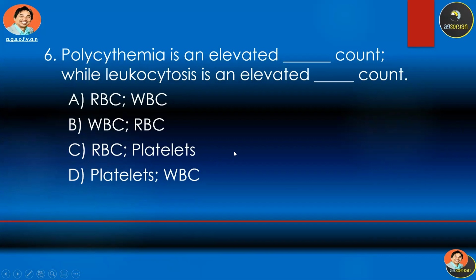Polycythemia is an elevated blank count, while leukocytosis is an elevated blank count. Choose your answer. Okay, so you already know leukocytosis is white blood cell, elevated white blood cell concentrations. Polycythemia, this is for red blood cell. So the answer will be A, red blood cell and white blood cell.